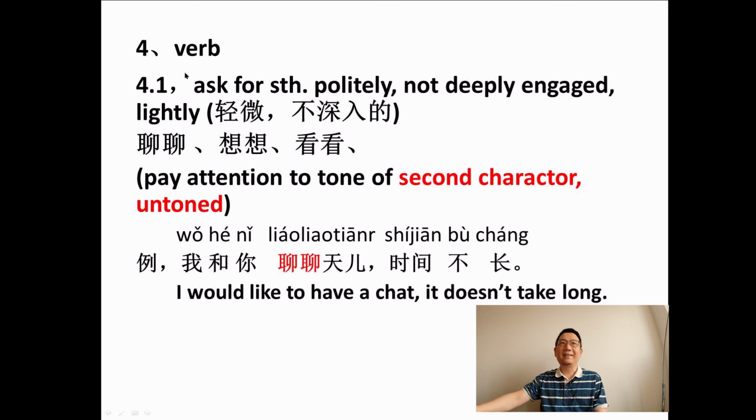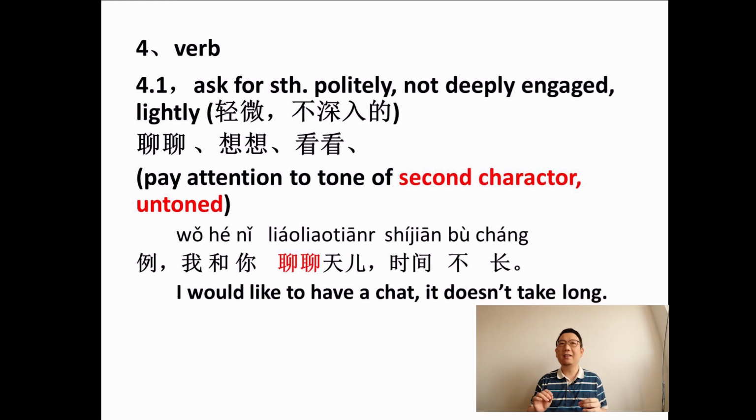Now we learn about verbs in 叠词. So 4.1, we see this example, 聊聊, 想想, 看看. When we use 叠词 in verbs, it can have the meaning of asking for something politely, not deeply engaged, and lightly. 聊 is to chat, to have a conversation. But if you have 聊聊, this chat or conversation is not so serious. It's just to have a chat.